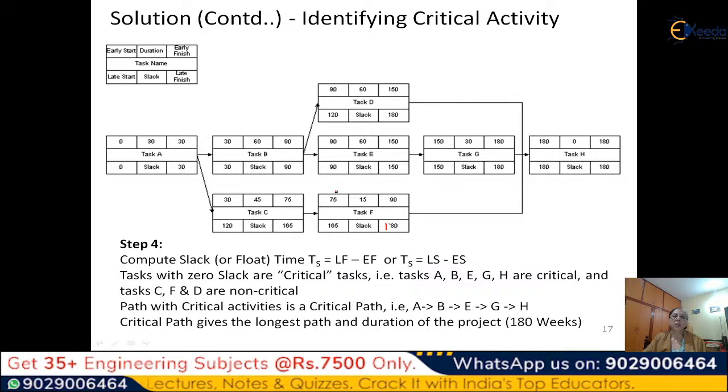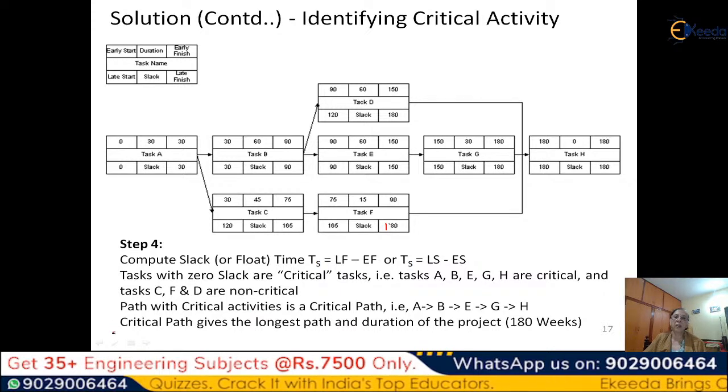Yeah, right. So now what we will do, the next, third step 4, last, is to determine the slack or float. So we will use this formula and determine the slack. When you determine the slack, you will find, see if you mark it, these two are same. These two are same. So this is a critical task. Whereas if you take task F, you find that there is a difference between the LF and the EF, and the LS and the ES. So if you subtract these two, you will get it. So this task F is non-critical.